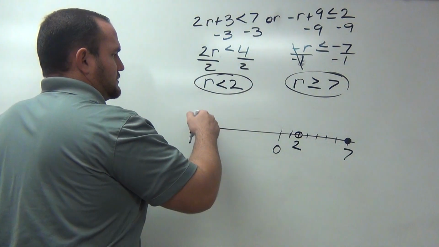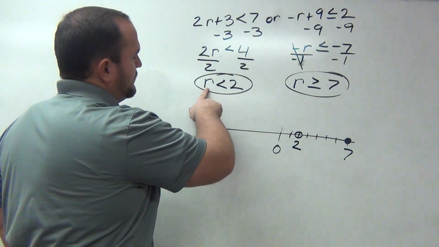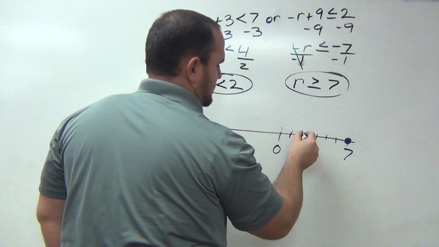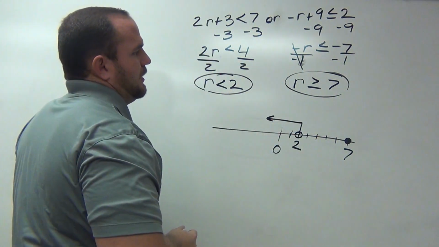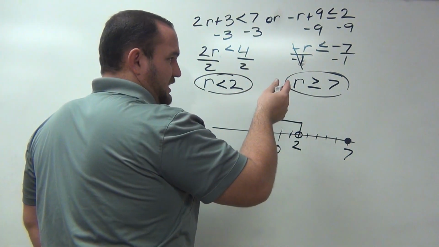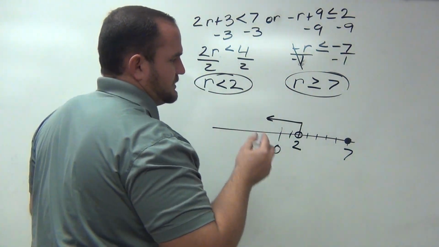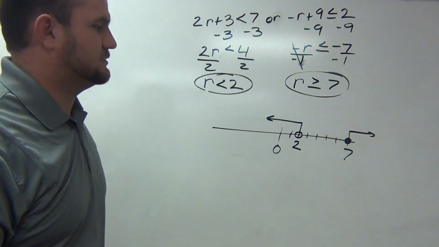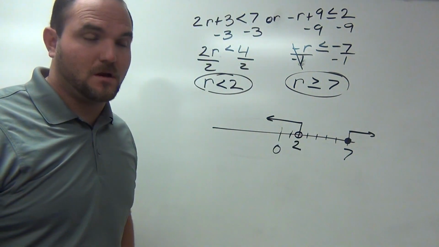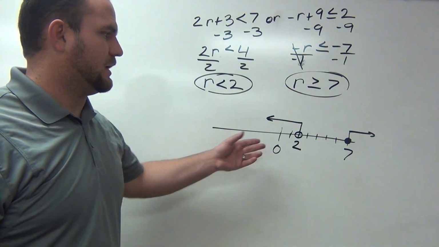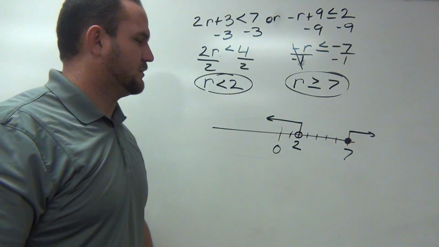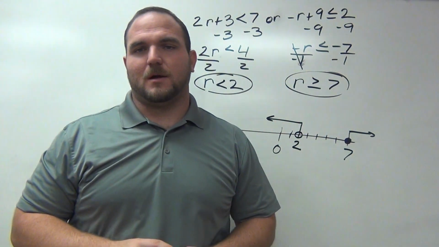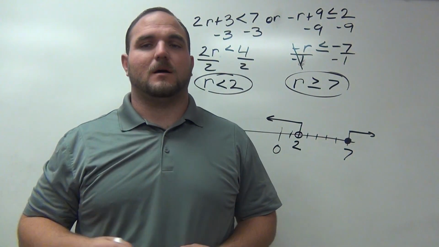All my answers here are less than 2, so that's going to head this direction. All my answers are bigger than or equal to 7. So once again, if I choose a number to make one of these true, I would only get one or the other, not both. And so that is why we have an or in our problem. It's either one or the other, not both.